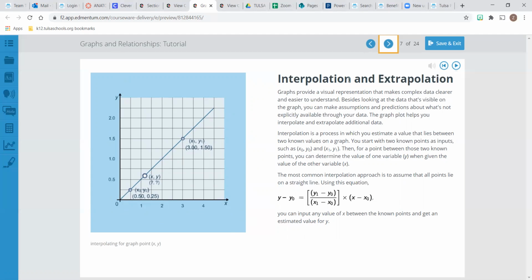But we're given two fancy sounding words, interpolation and extrapolation. So we got the polations in common. So they must be related to some degree, right? So let's read a bit about what they're saying here. Graphs provide a visual representation. So if something's super complex, a graph can make it a little easier to understand.